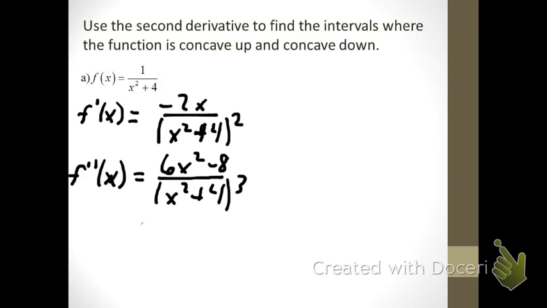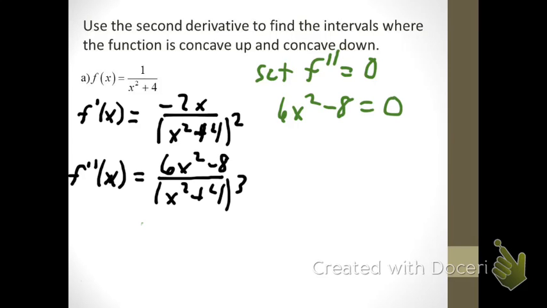Okay, enough of the background information. What we need to do is set the second derivative equal to 0, and we're going to use that to try to find the places where the concavity can change. So we're going to set 6x squared minus 8 equal to 0. Truly, we don't have to worry about the denominator, because if we set the whole fraction equal to 0, and we multiply both sides by the denominator, it's going to go away.